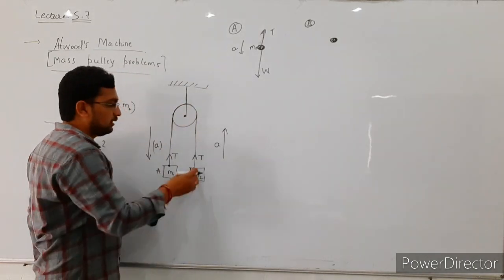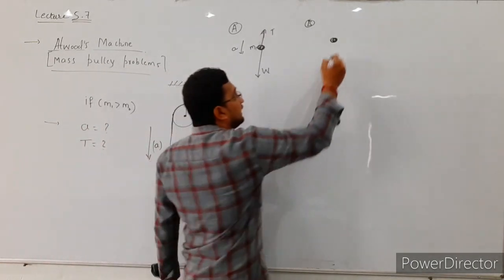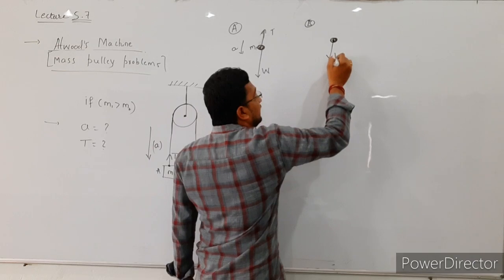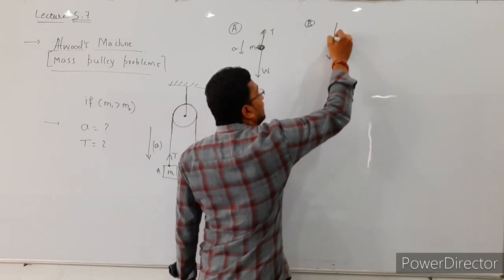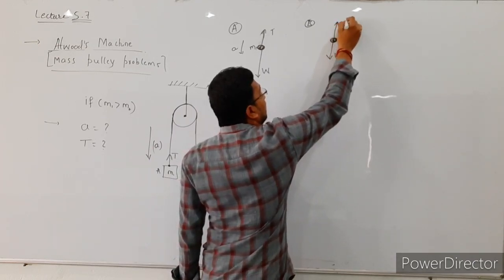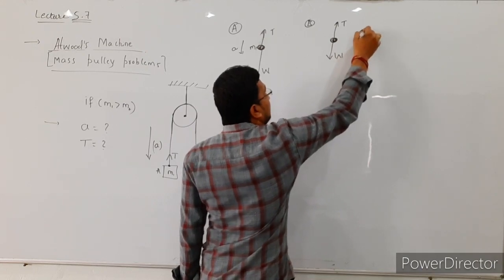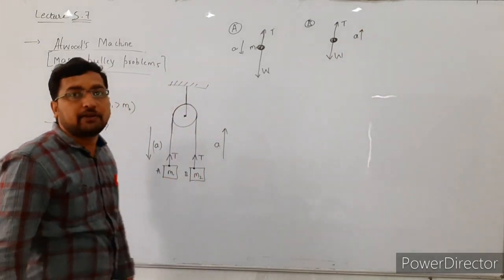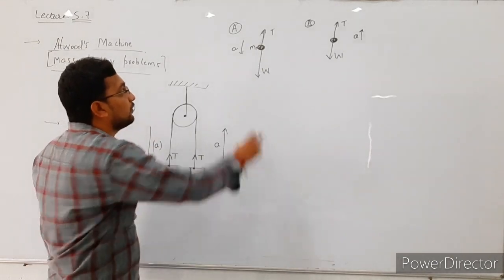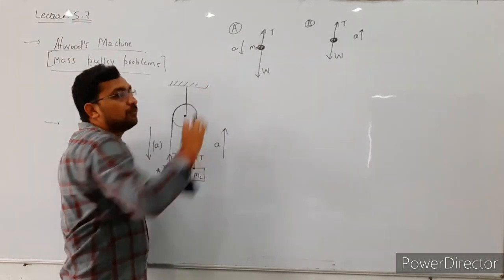Okay. So, next, the first force, the weight, is acting in the downward direction, and the tension is acting in the upward direction, and this is the direction of acceleration. Okay. So, from the free body diagram of body A.